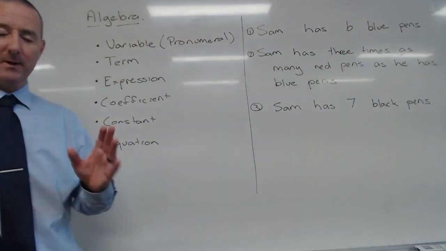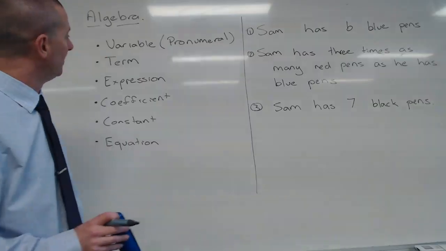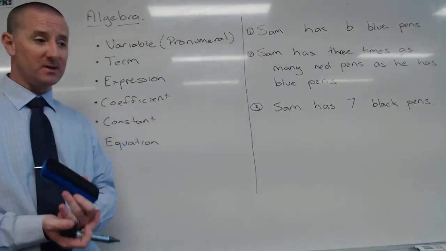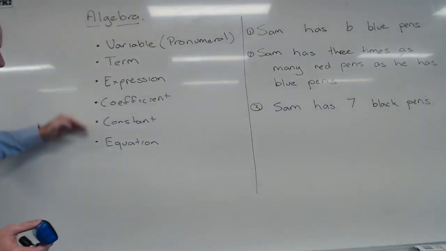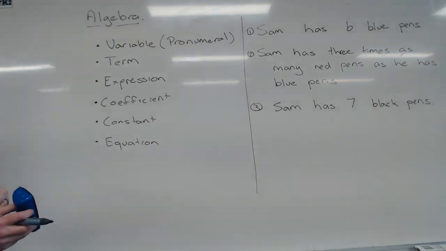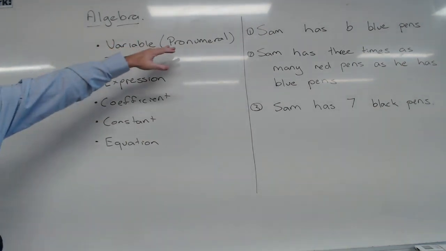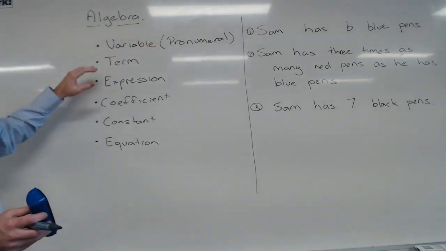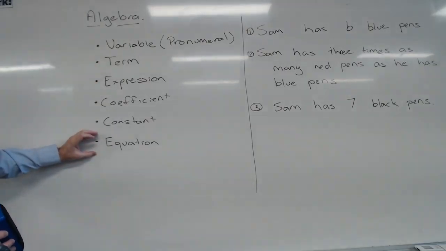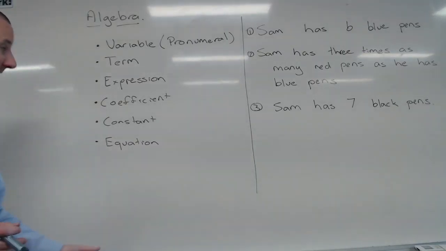Over the next couple of weeks, we're going to start reviewing algebra. Now, you would have covered some of this in Year 7, so for most of you, you'll find this is review. Now, what we're going to need to refresh our memory on is some of the terms that are related to algebra. So we've got variables, sometimes they're called pronumerals. We've got terms, expressions, coefficients, constants, and equations. So an expression and an equation is what we're going to have a look at first of all.